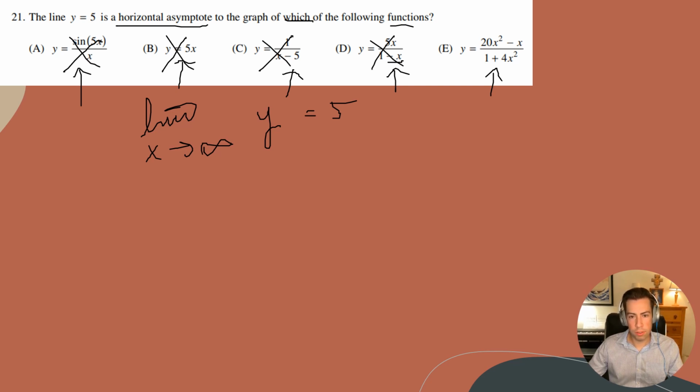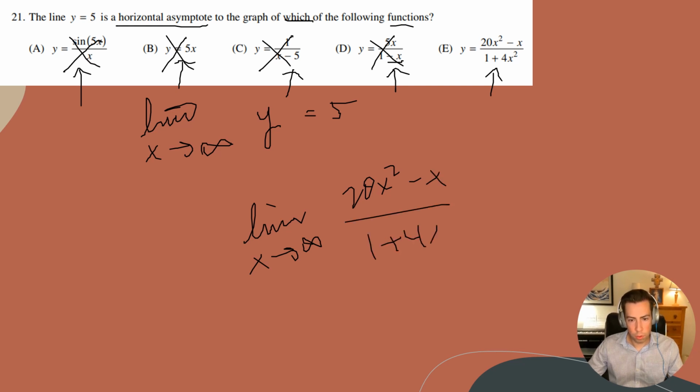And this one, well, let's go ahead and try it. So I have the limit as x approaches infinity for 20x squared minus x divided by 1 plus 4x squared. And what's going to happen is as this gets really huge, this is going to look like 20x squared over 4x squared, and we can basically just hand wave away those x squareds. Then we're going to get 20 divided by 4, which is just going to be 5.